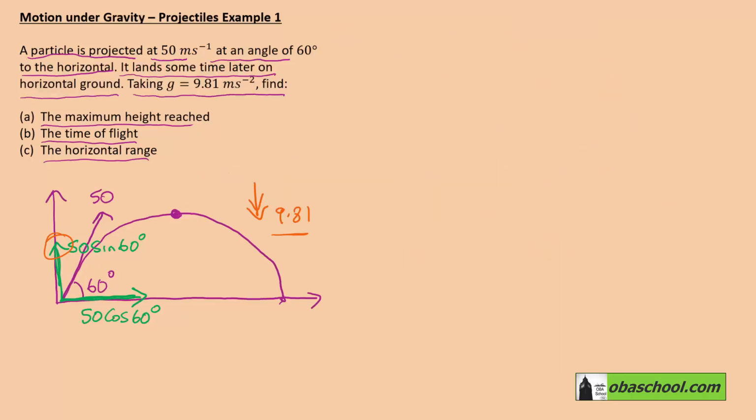Okay, so proceed to part B. We want the time of flight. So that's when the particle lands over here on horizontal ground. Now we know, we already discussed this in part A, that y is going to be 50 sine 60 degrees t, take away a half of 9.81 times t squared. And when we land over here, y is equal to 0.